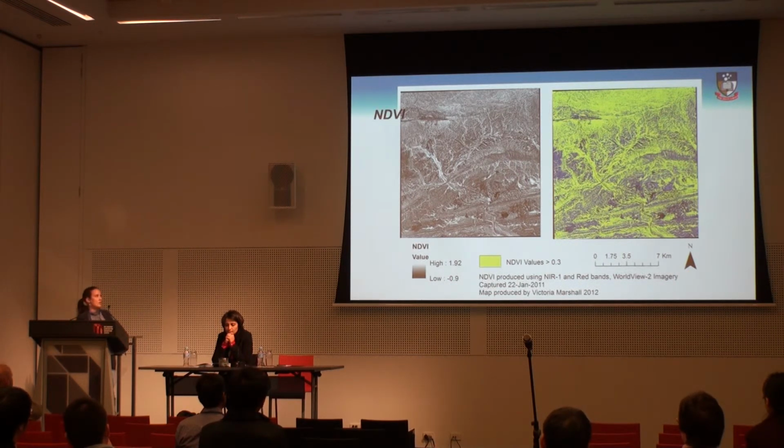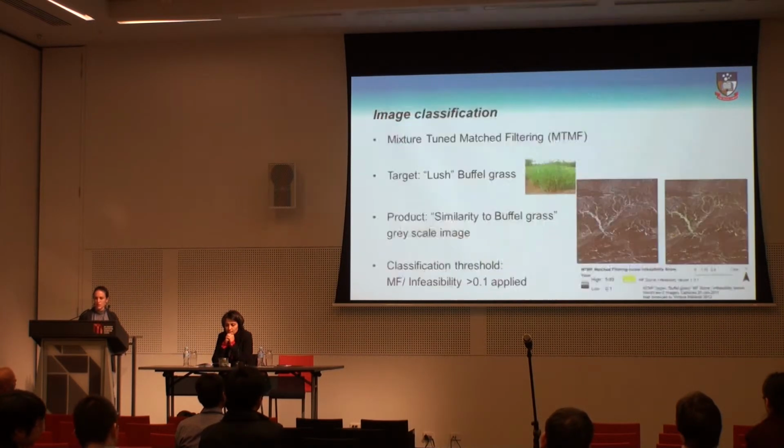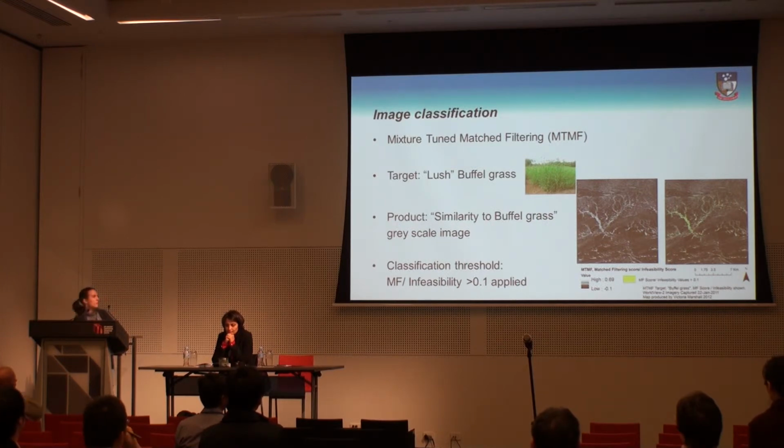And you can see it covers a huge area. That's because of the high rainfalls just before the image was captured. Everything was green. So we need a better method to classify the imagery. And I selected a mixture tuned matched filtering approach.